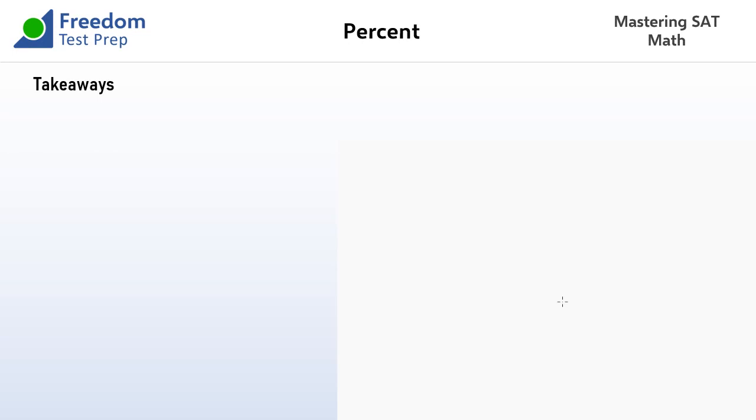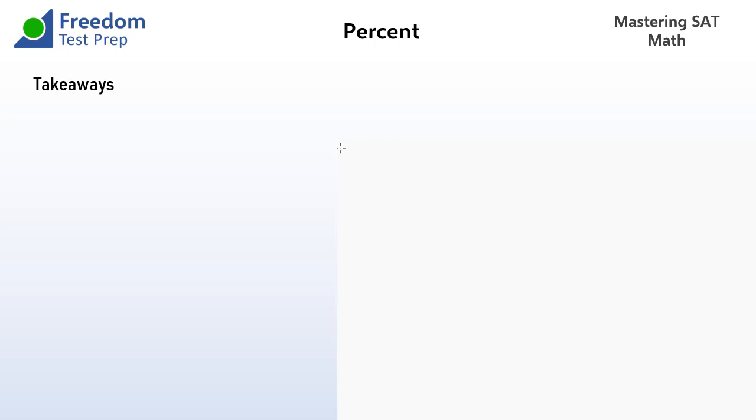All right, so today we are working on percent. And I love percentages because I have a really easy way of teaching them and of helping you understand how to do them, no matter what the question looks like. So I want to start there.